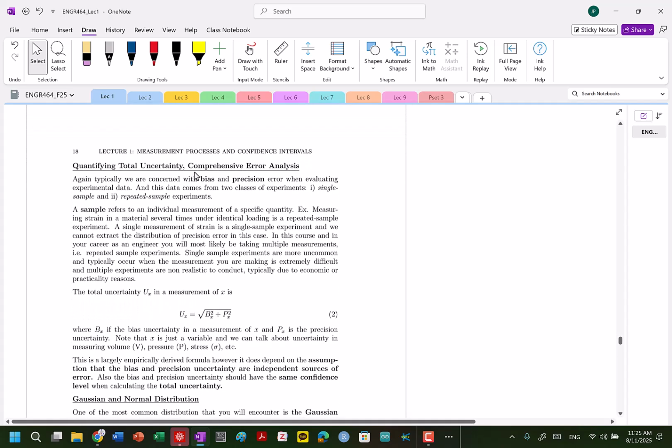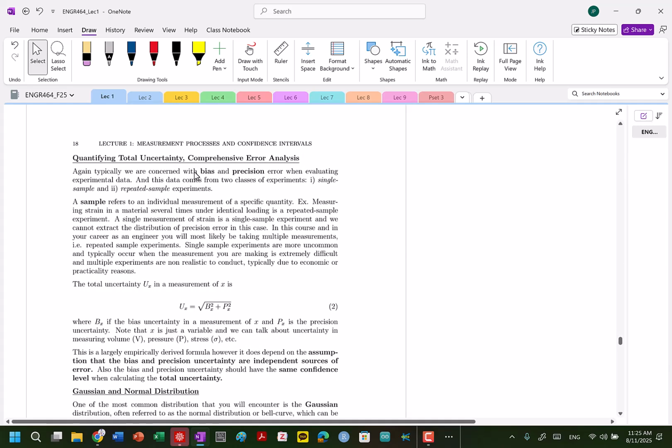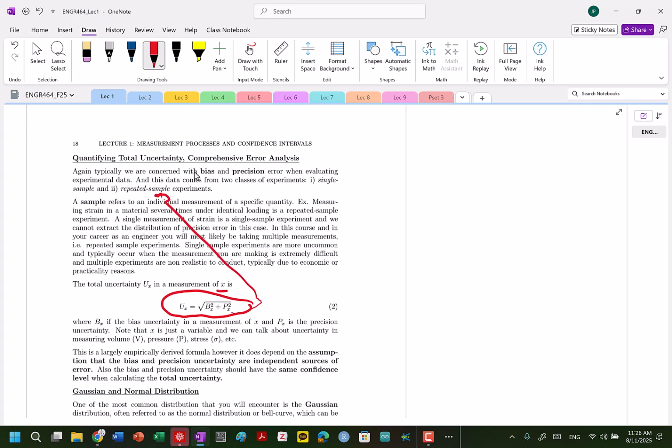So the total uncertainty will always be the square root of your bias error of the measurand x squared, plus the precision error of the measurand x squared. Again, this is a really critical idea. Precision error will come when you have repeated sample experiments. Most of the time, you'll do this type of experiment. Sometimes you'll do a single sample experiment.